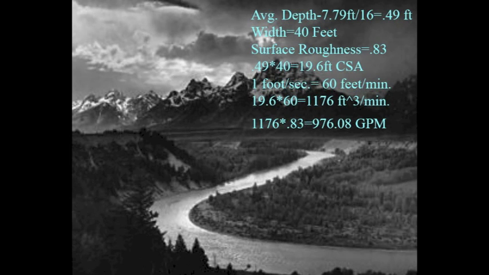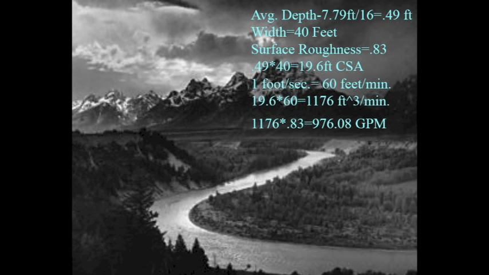I wasn't able to do it that day, but the width of the stream when I went back and measured it was 40 feet. And as I just explained, the surface roughness is to be considered 0.83. Then all we had to do is 0.49 feet, which was our average depth, times our width of the stream, 40 feet, which gave me 19.6 square feet for the cross-sectional area.